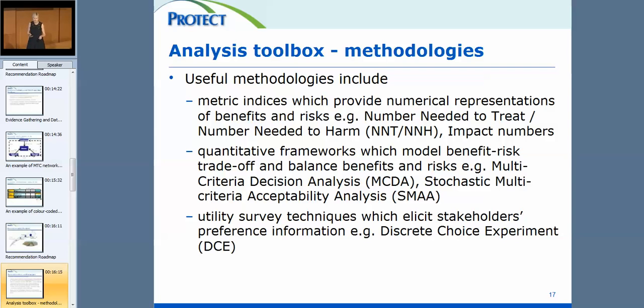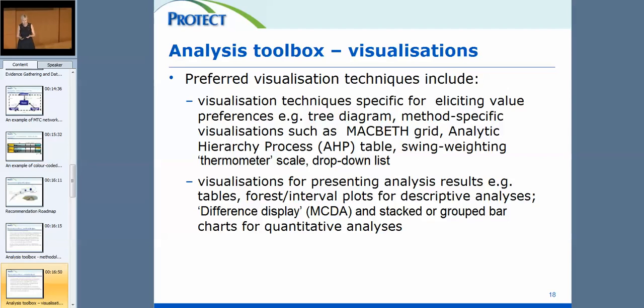And things like discrete choice experiments, which are much used in economics but are now being trialed in medicines, are again ways of finding out how groups of patients, or for that matter groups of physicians, think about the trade-offs. And they've all got their own benefits and risks. And all of these come with their own associated visualization techniques. I'll show you a MACBETH grid in just a minute.